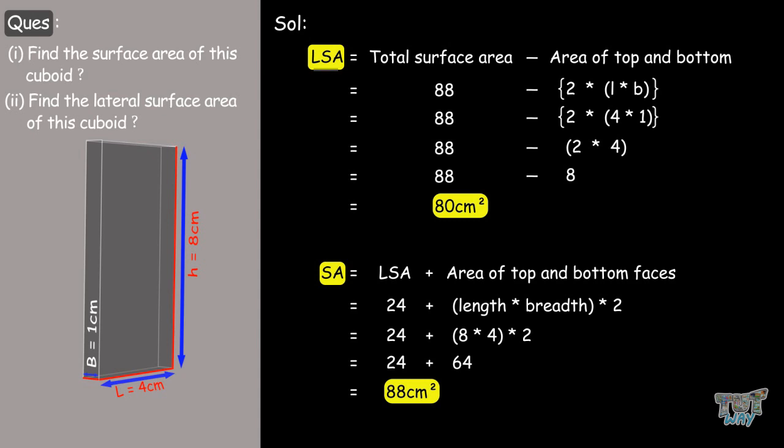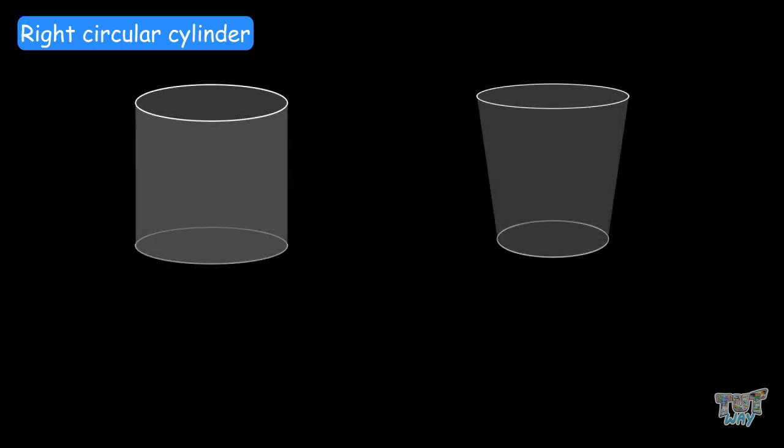Now let's move on to finding the surface area of a cylinder. But before we do that, you should know that we are talking about the right circular cylinder. What is that? Here you have two figures.